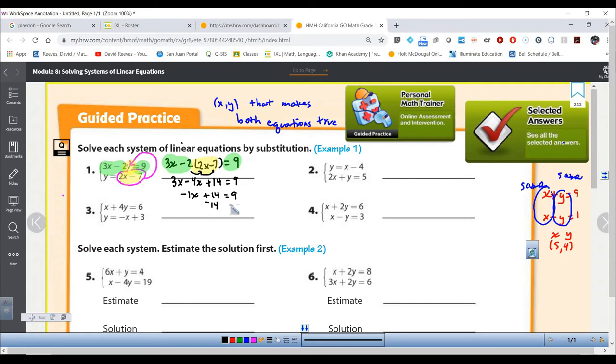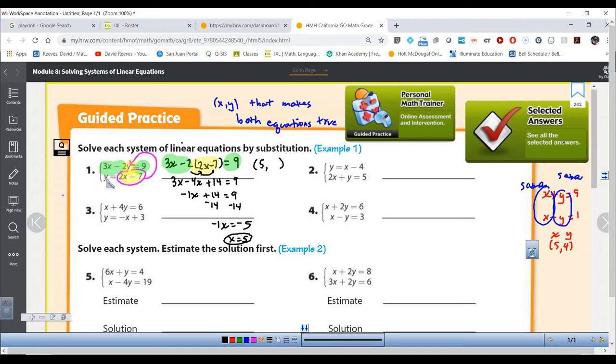And hopefully you still have your equation solving skills all sharpened, and you get negative 1x equals positive 9 plus negative 14, which is going to give me negative 5. And if negative 1x equals negative 5, positive 1x equals positive 5. So what have I just found? I have found the value of x that's going to make both of these equations true at the same time. But what have I not yet found? I haven't found the value of y.